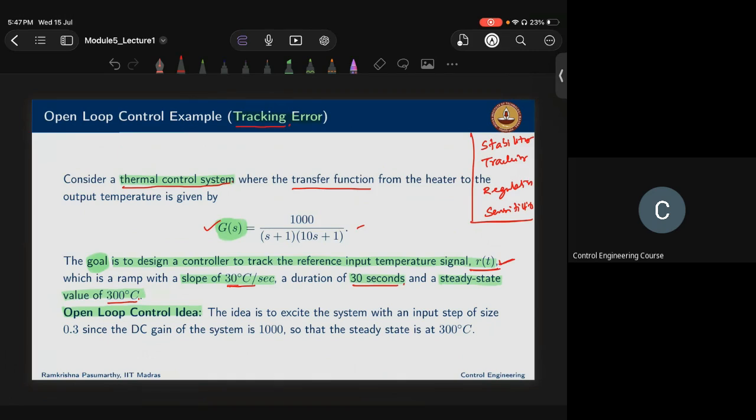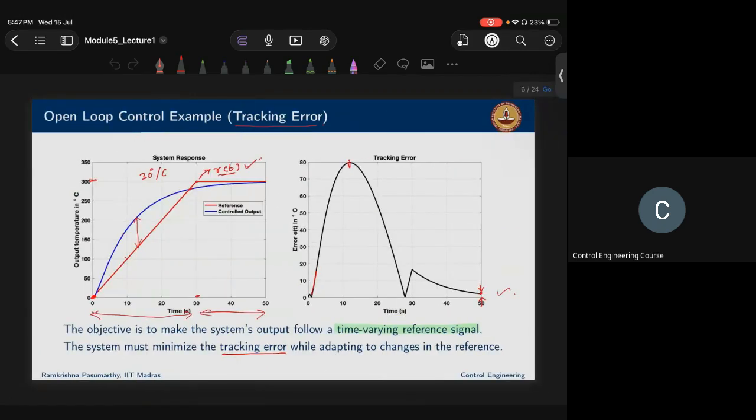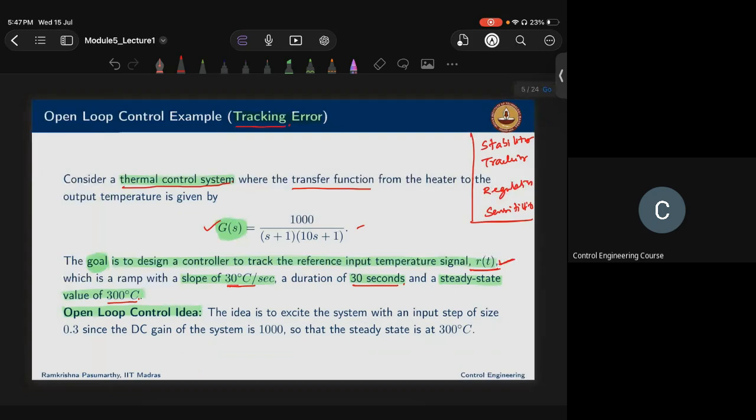Now you can see here, what is our main intention? You can see R of T, the red curve, having a slope of 10 degrees per second till 30 seconds. After that, the value is 300. That is R of T. Now we want our output to follow this R of T.